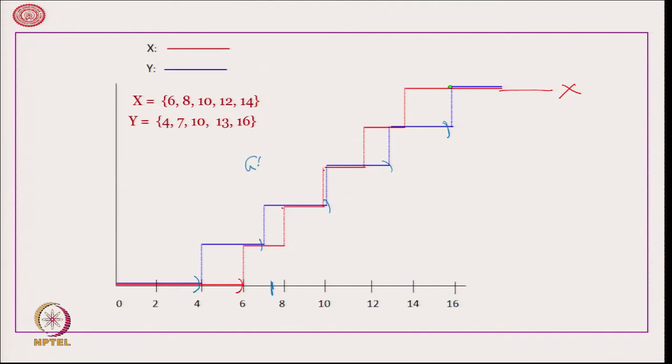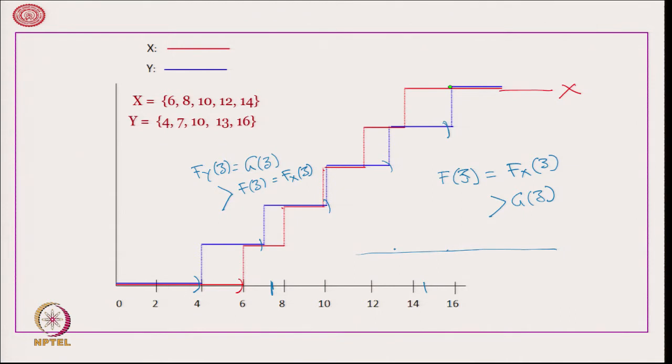G(z), which is the CDF for Y, let me write it also, F_Y(z) equals G(z), is greater than F(z), which is F_X of z. On the other hand, if we look at an arbitrary point, say here, we can see that F(z), that is the CDF for X, is greater than G(z). Therefore, we cannot say that X is stochastically larger than Y or Y is stochastically larger than X. Rather, from here we can see that the values of Y are more spread than the values of X. So, this diagram helps us to visualize this.